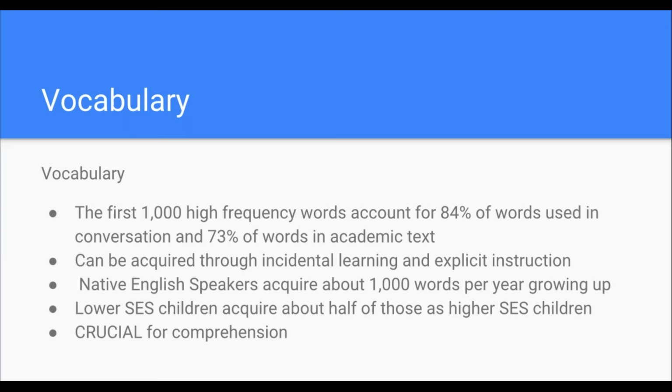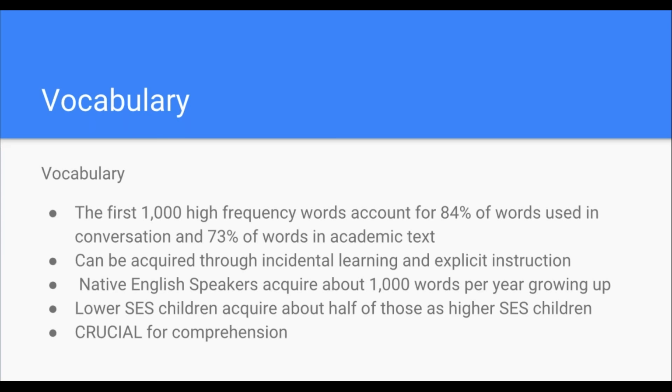73% of academic text. So, as you can see as you read on, these words can be acquired through just regular conversation, incidental learning, and explicit instruction. So whenever you think back to your reading, if you're pre-teaching that vocabulary, that would be considered explicit instruction versus just maybe a normal conversation would be incidental learning.